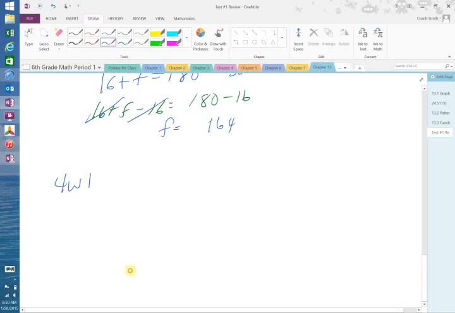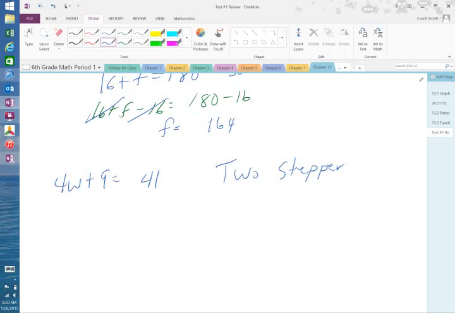4W plus 9 equal 41. So this is a two-stepper. A two-stepper means we have two different mathematical operations going on in the equation, so therefore we have to do two steps to solve the equation. What's my first step? Anybody remember what we do first? Isaac? Yes, we do all addition and subtraction first. Then we do multiplication and division.